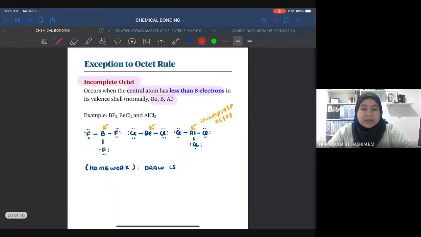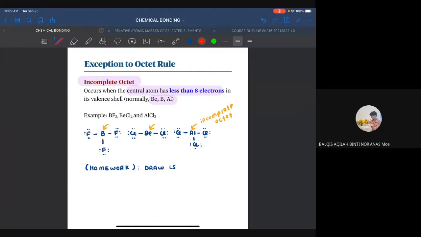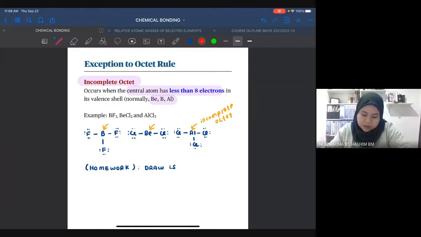Okay, ada permintaan tadi nak discuss balik. Sekejap, ada kena tengok telegram. Permintaan Balkis. Balkis ada tak ni? Ada. Ulang sikit part exception tu. Ada 3 exception. Which one, Balkis?